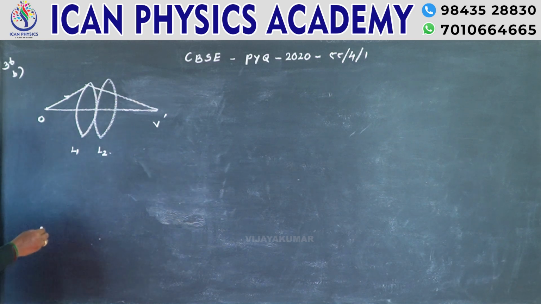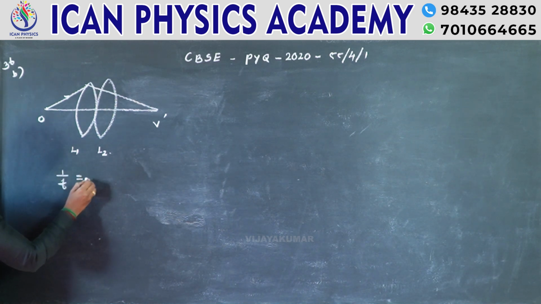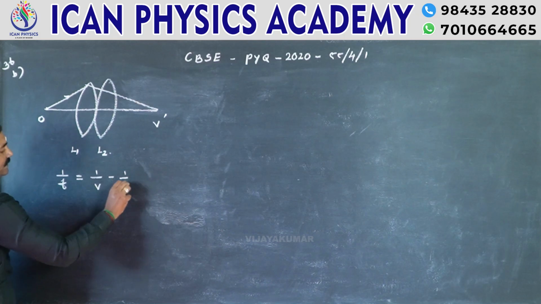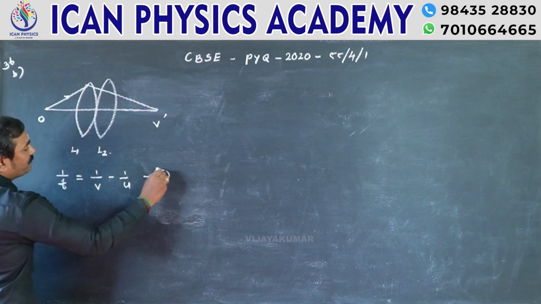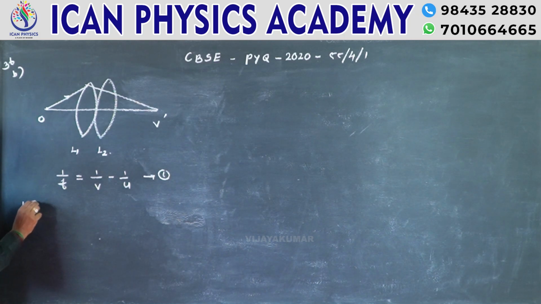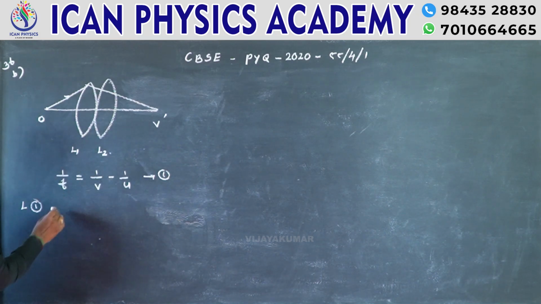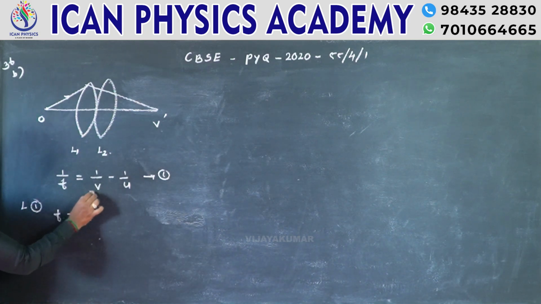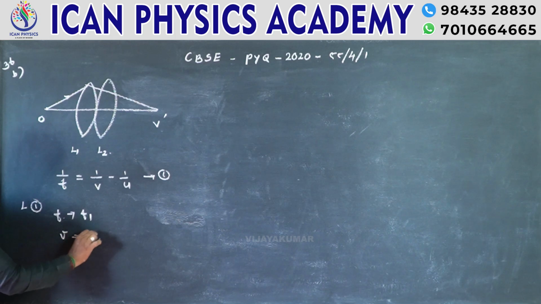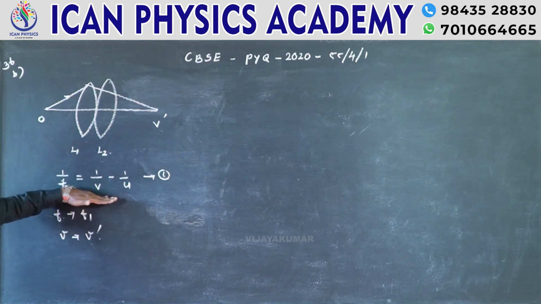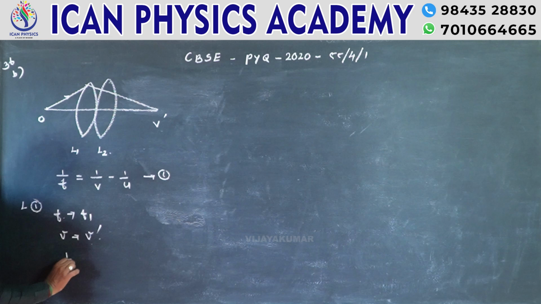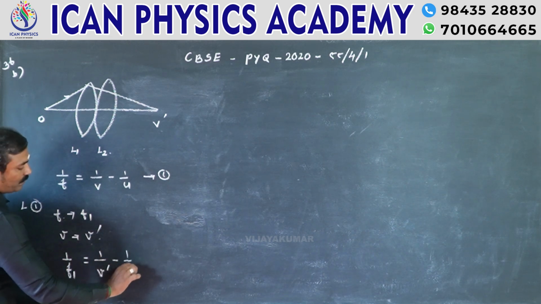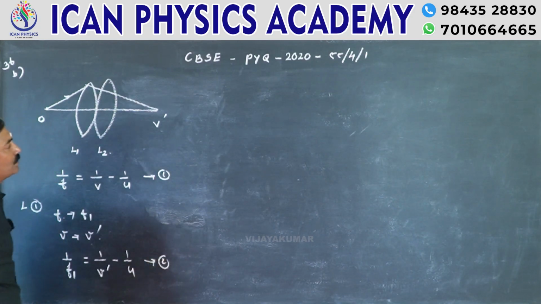So what is the lens formula? 1 by f equal to 1 by v minus 1 by u. Now it's taken as equation number 1. For lens 1, or for the first case, the focal length of the first one becomes f1. The image is obtained at v dash, so the image distance v becomes v dash. Now we can modify this formula. So 1 by f1 equal to 1 by v dash minus 1 by u. Now it's taken as equation number 2.